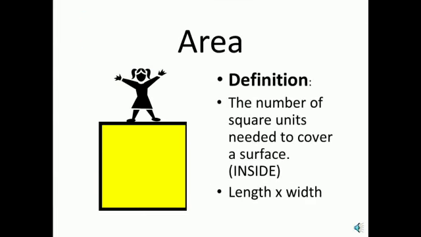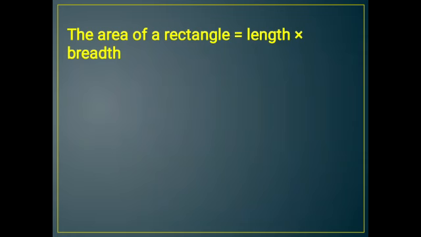Then what is the definition of area? The number of square units needed to cover a surface. Understood? So here the number of square units means we are talking about the area. As you have seen in the previous picture, the green color box is having particular boxes inside it. That is nothing but the square area. Understood? That is of 1 centimeter.